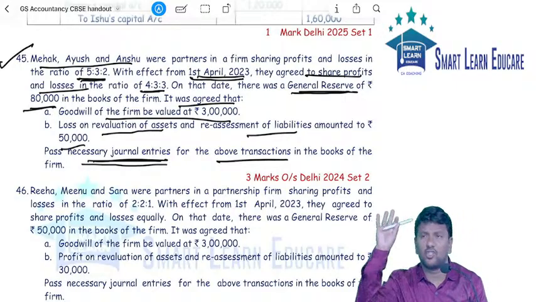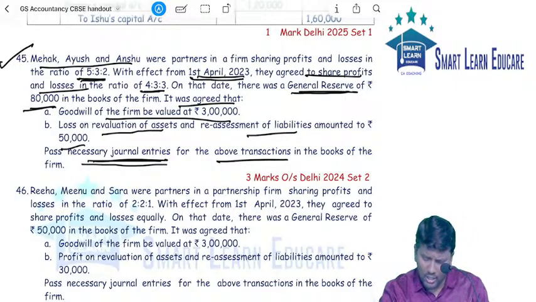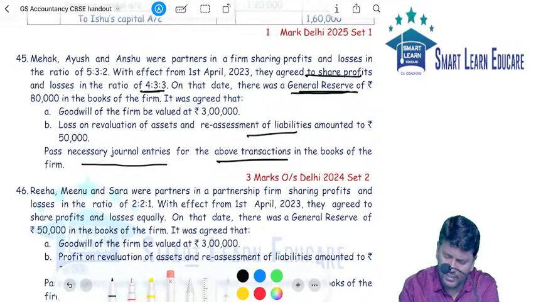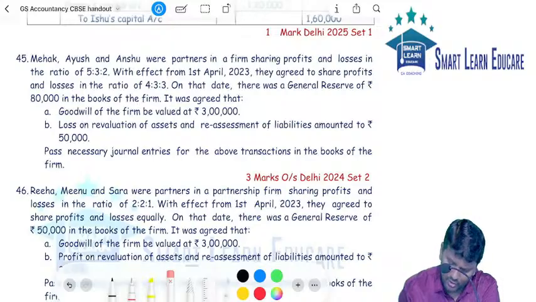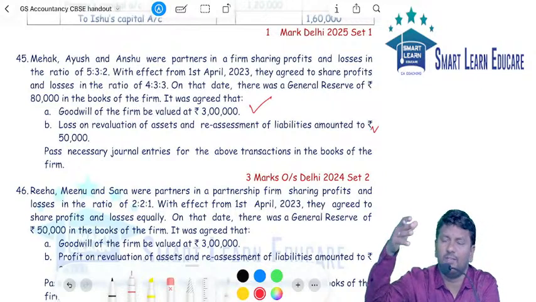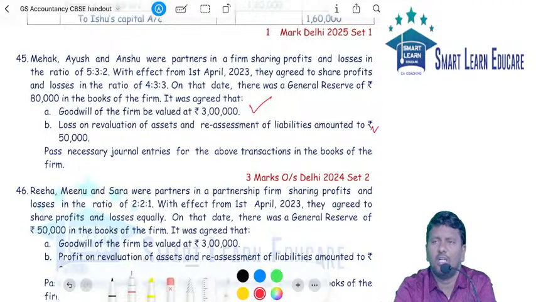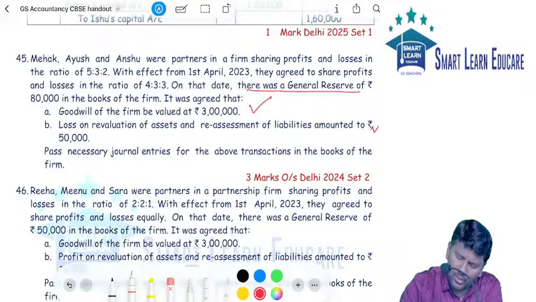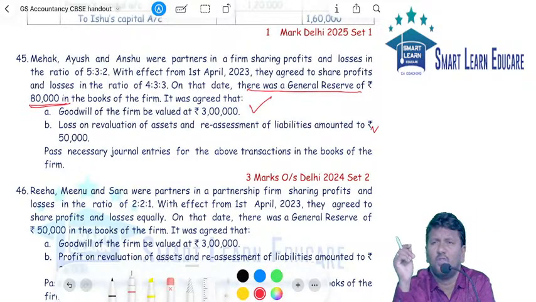They are asking us to pass journal entries. Already we learned what the journal entry for goodwill is. Earlier itself we learned the entry for goodwill. Also we learned the entry for revaluation. Just now in the previous question I told you the journal entry for loss on revaluation. Now we need to learn only one entry. What is the entry for transferring general reserve?